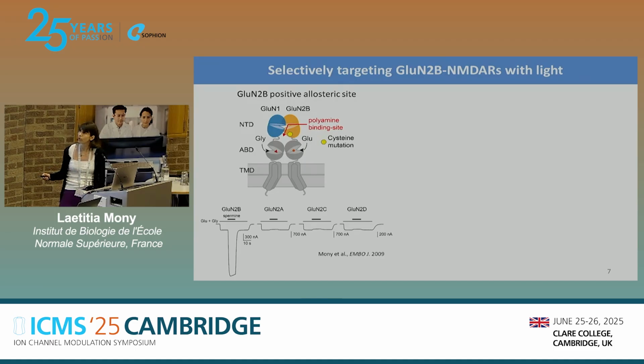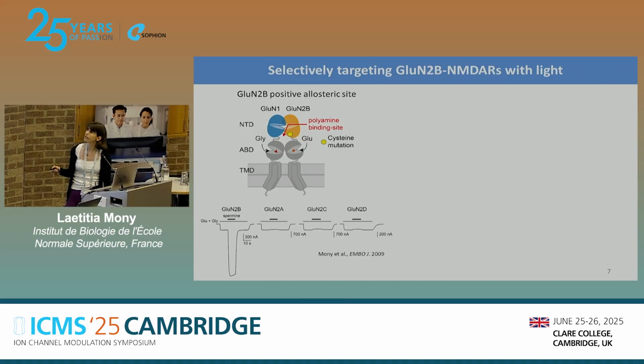So for this, we chose on GluN2B an allosteric site, which is the polyamine site at the interface between the N-terminal domains of the GluN1 and the GluN2B subunit. And these polyamines, like spermine, selectively potentiate GluN1-GluN2B diheteromers while leaving the other diheteromers almost unaffected.